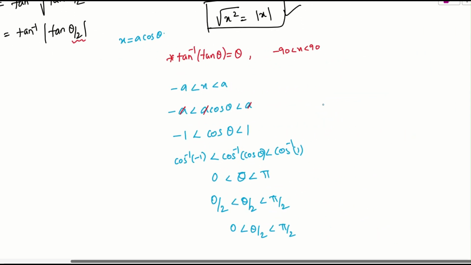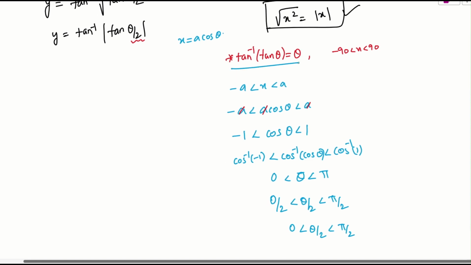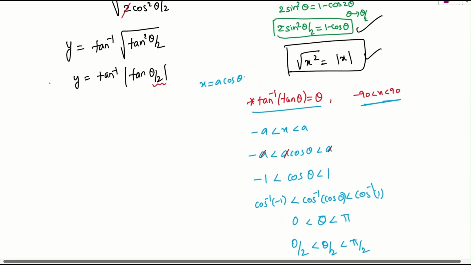Is it okay? What I said: tan inverse of tan theta will be theta if it lies between minus 90 and positive 90, but it lies between 0 and 90. Obviously it comes under this case. So from this I can conclude, I can directly take it as theta by 2. So finally I got y is equal to tan inverse of tan theta by 2, which I can write simply as theta by 2.